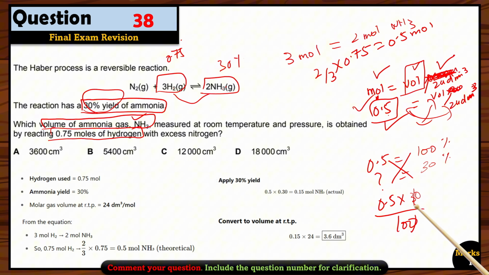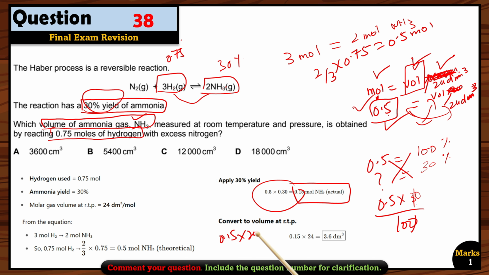And what will be your answer? It will be 0.15. Okay, so your answer will be 0.15 mole of NH3. So now you already know that 0.15 mole of NH3 was used, so you can easily find the volume. How can you find the volume? Just multiply 0.15 into 24 dm cube and your answer will be 3.6 dm cube. So that's the right answer.